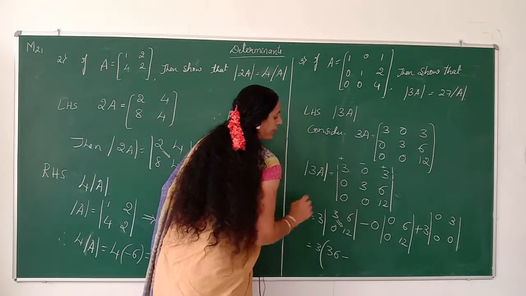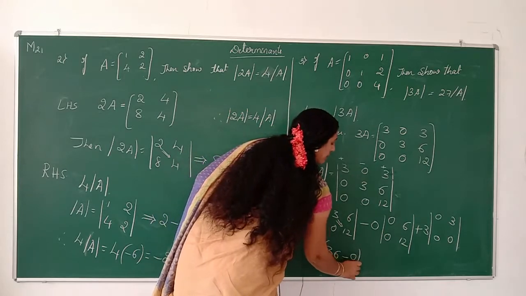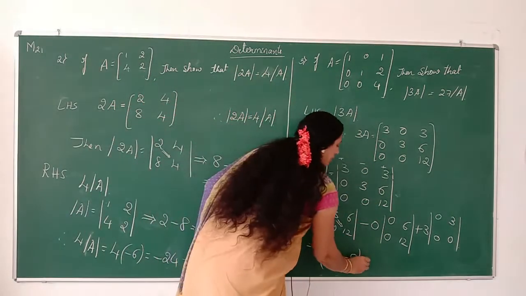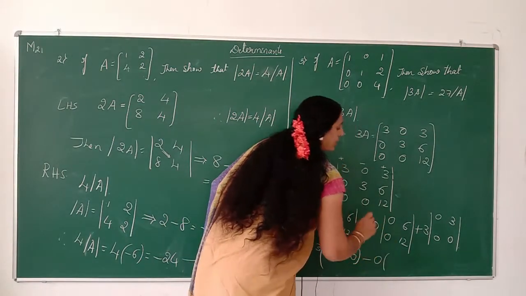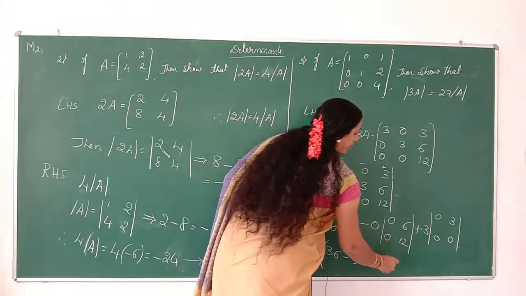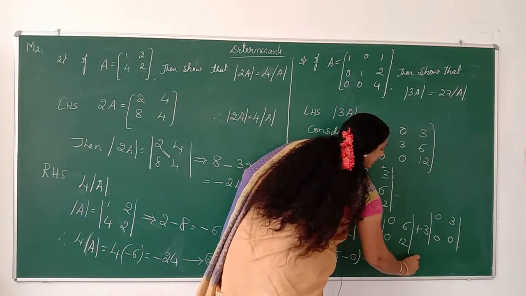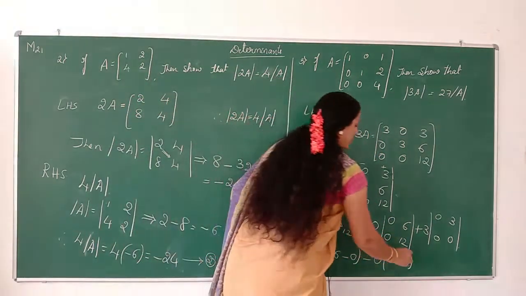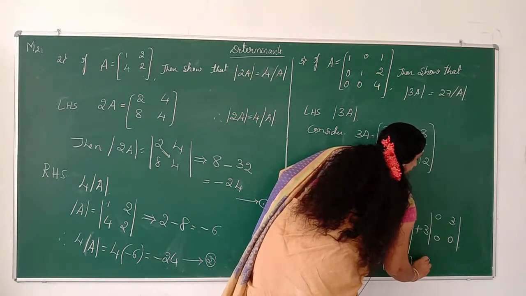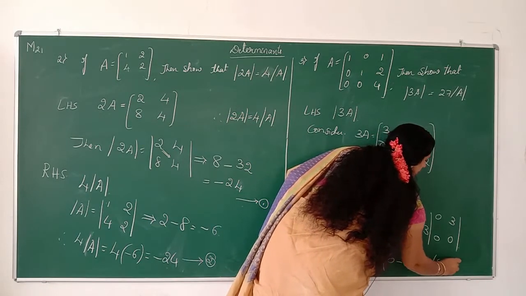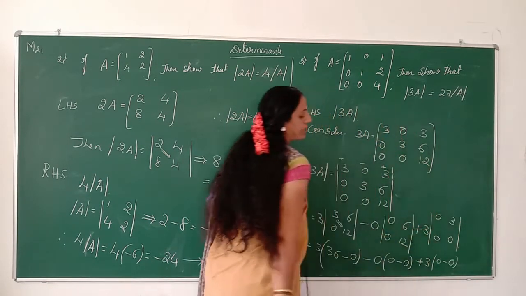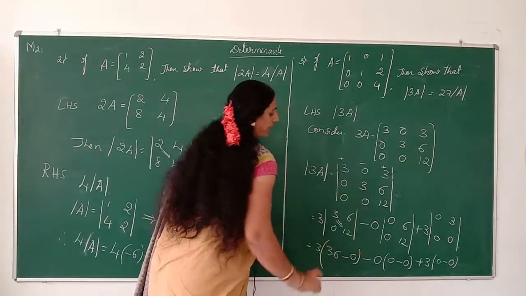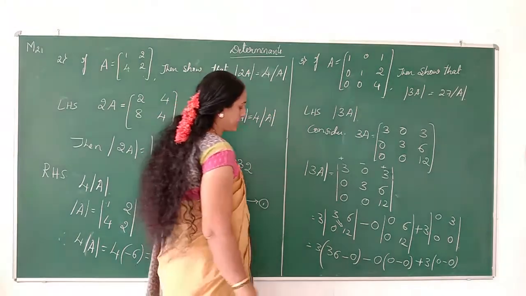Minus the product of the right diagonal is nothing but 0. 6 into 0 is 0. Similarly, for the next element 0, the product of the left diagonal is 0, and similarly the right diagonal is also 0. And the third one is 3, where the product of the left diagonal is 0 and the right diagonal is also 0. So simplify: 36 minus 0 is nothing but 36.